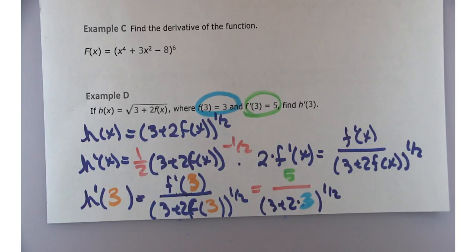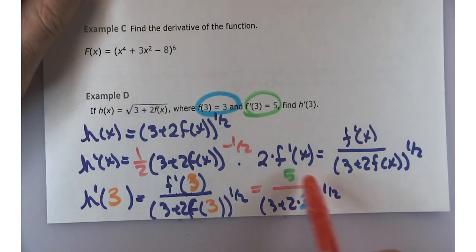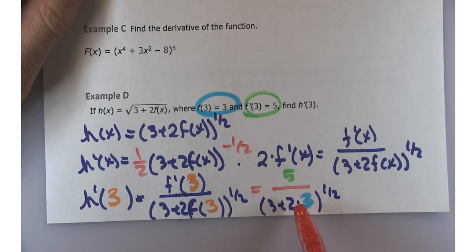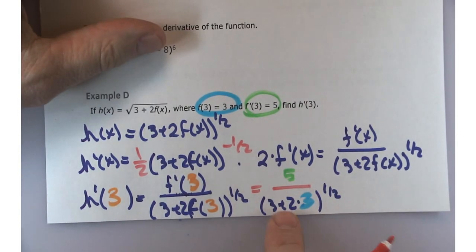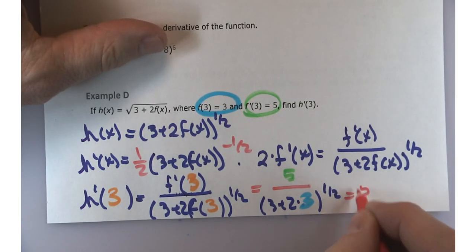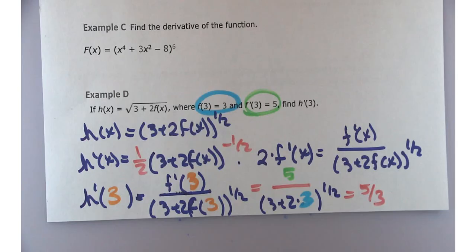A lot of substitution stuff here, but nothing too bad, I don't think. Are we together with where I put all these things in from? All right, some nice nods. I appreciate that. So it's going to be 5 over the square root of 9. Square root of 9 is 3. So there's your answer, 5/3.